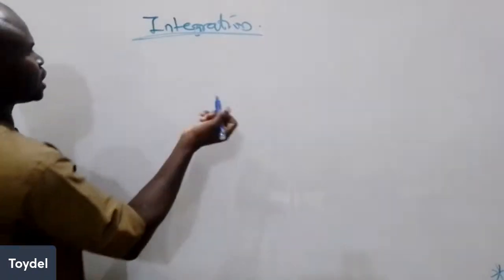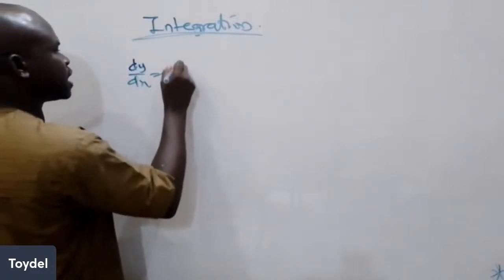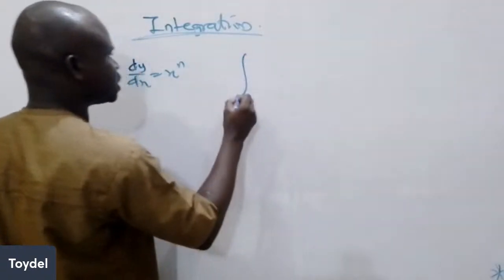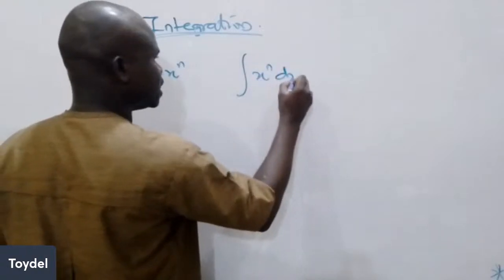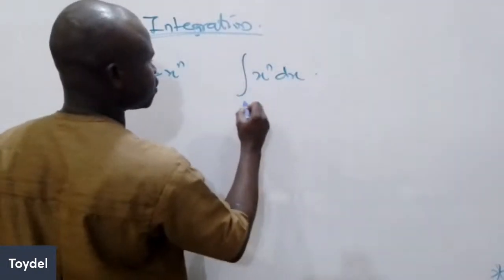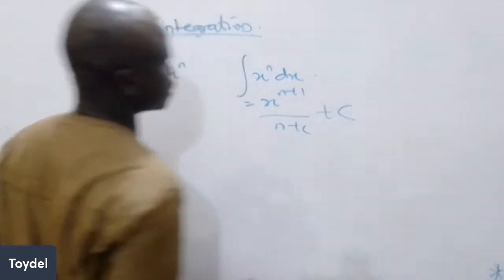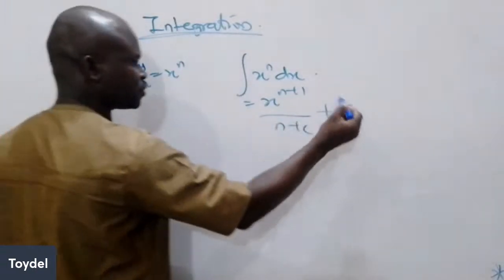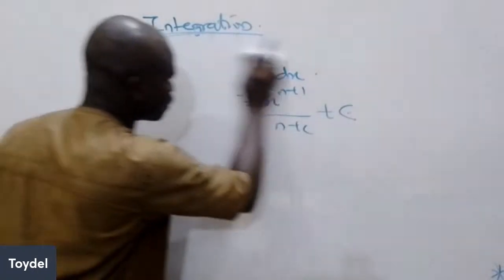We know that when we have a derivative, dy/dx is equal to x^n, then the integral of this will be x^n, which is f of x dx. And if you find this, it's going to give us x^(n+1) all over n+1 plus an arbitrary constant. So we have been able to establish the fact that whenever you integrate a function, you add an arbitrary constant to that function.